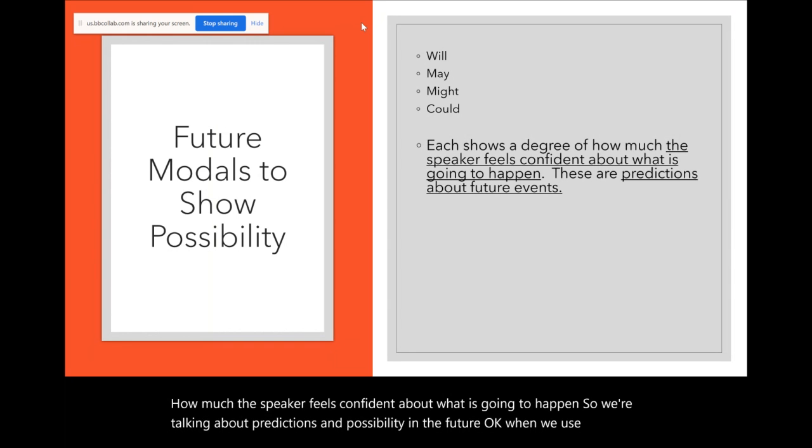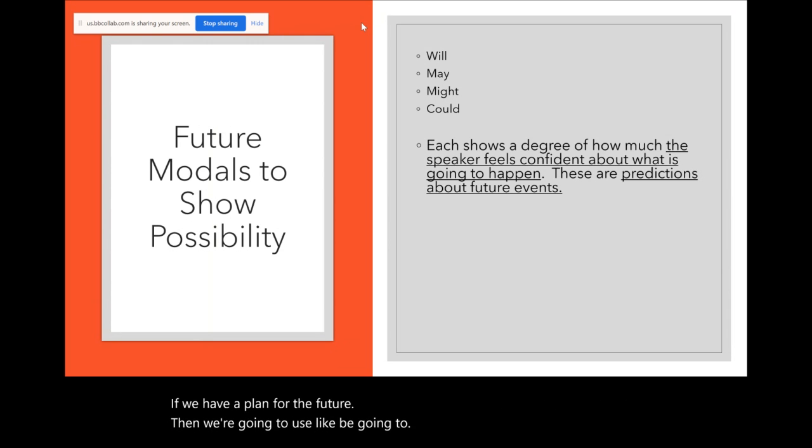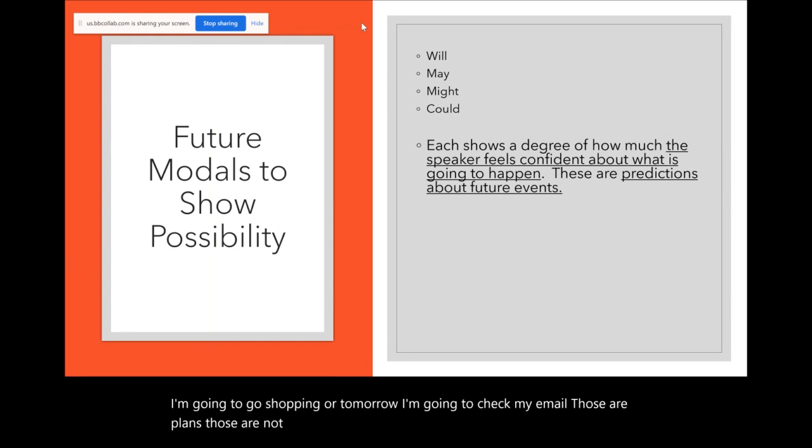We are not talking about plans. If we have a plan for the future, then we are going to use be going to. Like tomorrow I'm going to go shopping, or tomorrow I'm going to check my email. You know, those are plans. Those are not predictions. So when we're using will, may, might, could in this chapter, we want to focus on predictions about future events, things that we cannot control, but we just make guesses about.